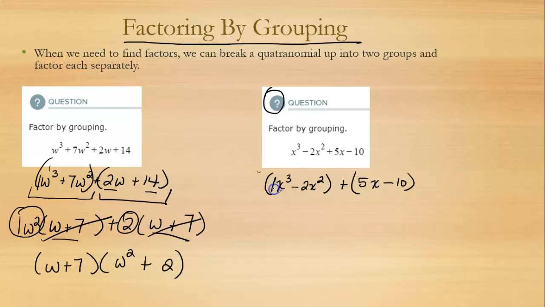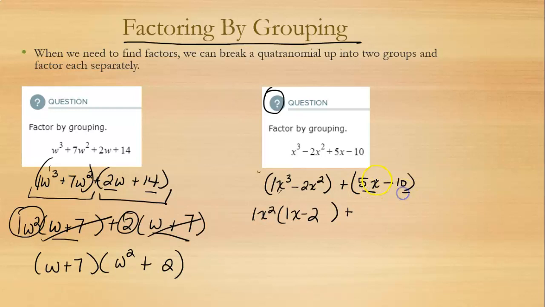You want to look here. The only number that 1 and 2 are both divisible by is 1, but the largest number of x's that I can take out is x squared. Now we're going to divide and see what's left. 1 divided by 1 is just 1. X to the third divided by x squared is x. Negative 2 divided by 1 is negative 2. X squared divided by x squared gives me x to the 0, which means they cancel out.